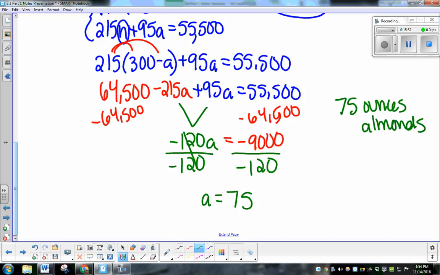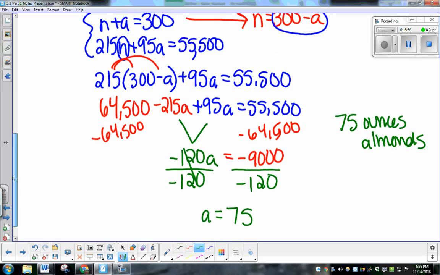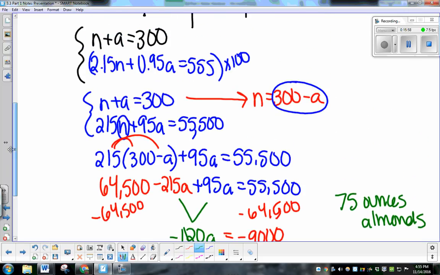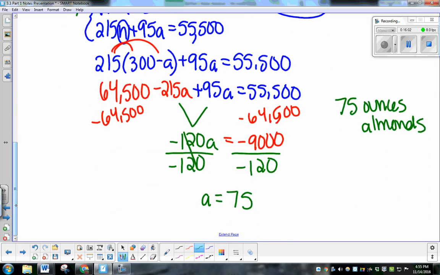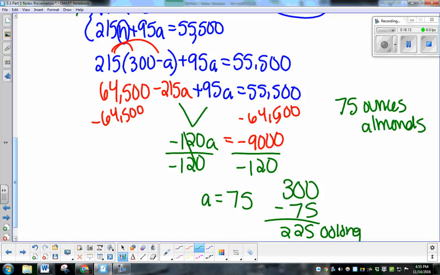And then we just need to plug that back into one of our equations to find how many ounces of oolong tea she got. So we know from this equation that all together she had 300 ounces of stuff. So, well, 300 minus the 75 almonds gives us 225 ounces of oolong tea. So we know that she got 225 ounces of the oolong to make that blend.